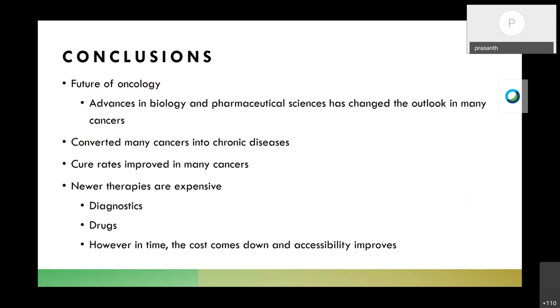Therapies, however, are currently quite expensive because diagnostics are expensive. If you want to do a full sequencing of a lung cancer for all the mutations, you could spend at least 50,000 rupees before you start treatment. The drugs, especially the newer ones, are expensive, but with time, the cost comes down, and accessibility improves because of availability of generics and biosimilar drugs, and Indian companies take it up. So we have been lucky to use many of these drugs in the last few years.